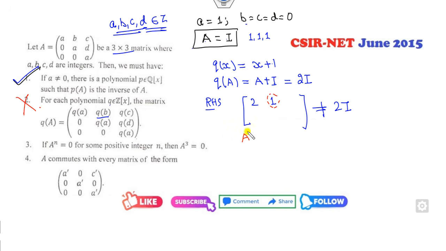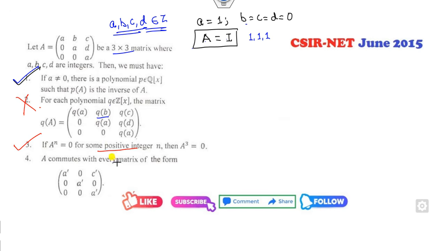A raised to power n is 0 for some positive integer. What does it mean? A is a nilpotent matrix. That means the eigenvalues are 0. So definitely A cubed is also 0. Look at the last option. A commutes with every matrix of this form. If I call this B, your target is to prove AB is equal to BA. That's very simple because he said every matrix.